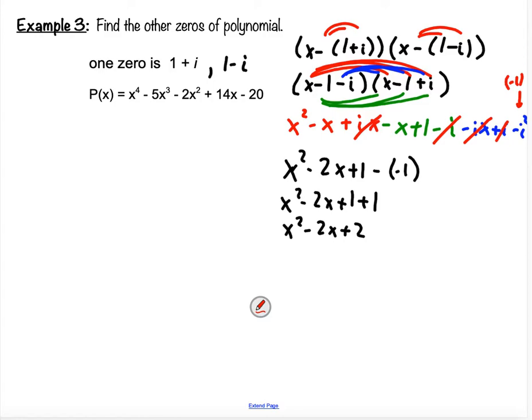And if you use your quadratic formula on that, you would find out your two zeros there are 1 plus i and 1 minus i. We need to find the other two because it's an x to the fourth. So let's go ahead and use our synthetic division to find that.